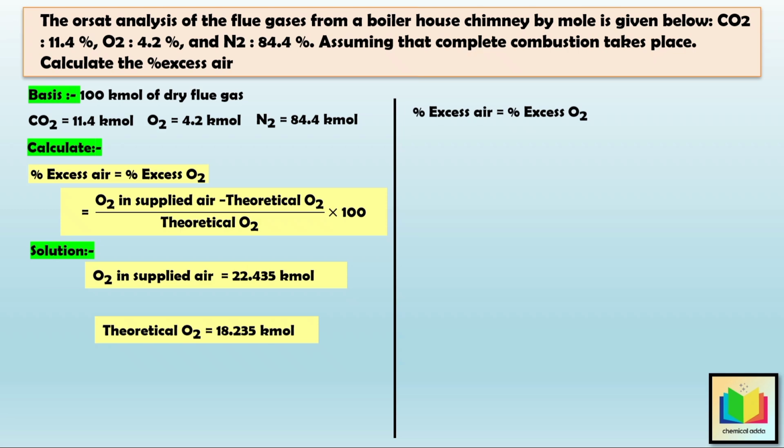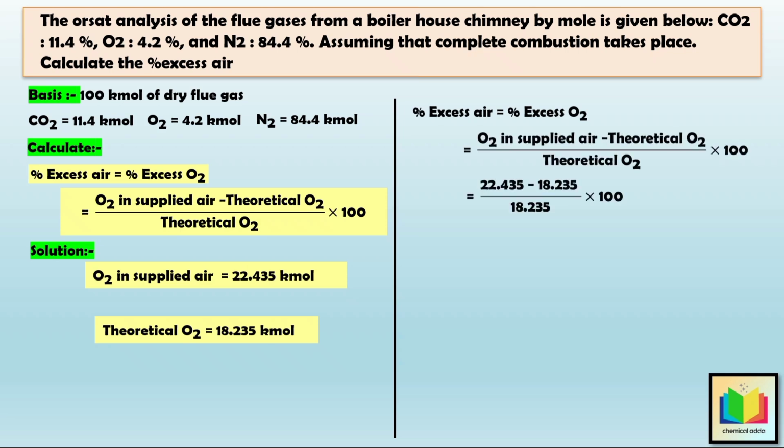So after putting the values of both terms in the formula of percentage excess air, and then solving this, we get the percentage excess air is equal to 23.03. So in this way, we can calculate the percentage excess air.